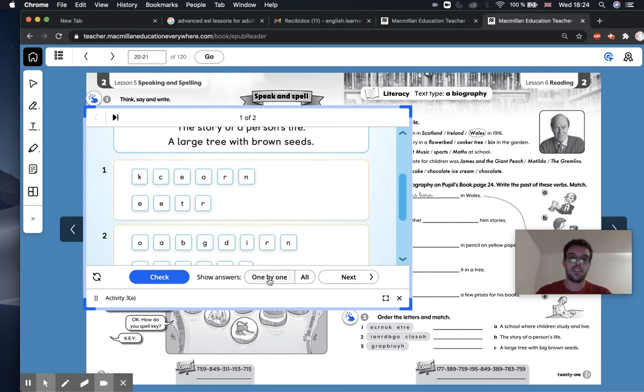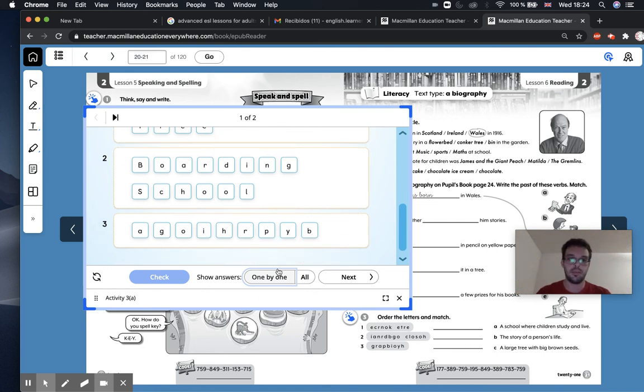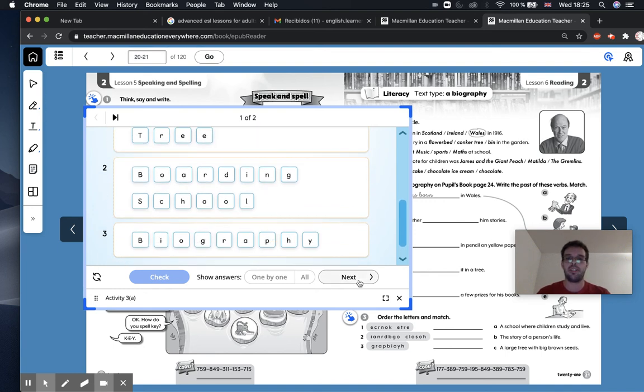So the first word is conker tree. Conker tree. Remember, árbol de castaño? Conker tree. So let's write it here. The second one is boarding school. Internado, boarding school. Remember? Let's write that here. And the third one, number 3, is biography. Biografía, biography. And let's write that here. Very good. So, conker tree, boarding school, biography.